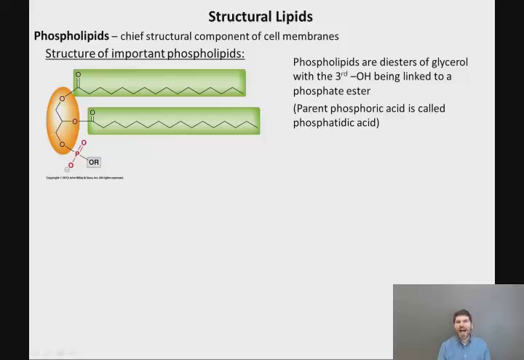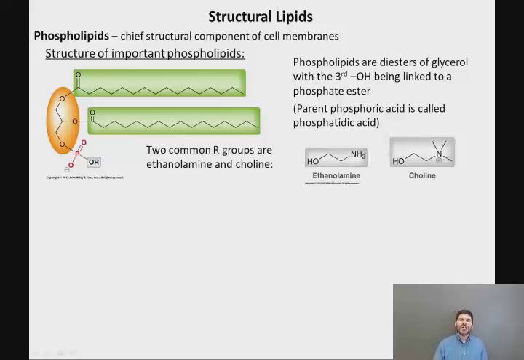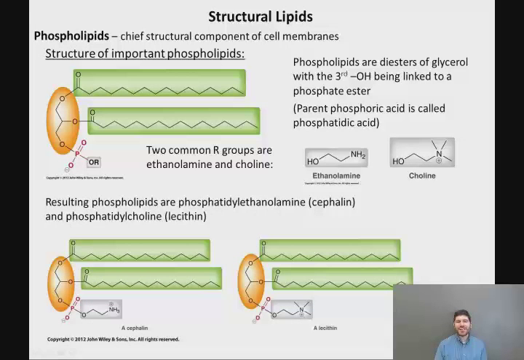So if R is hydrogen, the parent phosphoric acid is called phosphatidic acid, and that's going to help us understand the names of some of the molecules that we're going to meet in this lesson. So two common R groups that are present are ethanolamine and choline, both reasonably abundant small molecules in the body. And the resulting phospholipids that you get from using these R groups are phosphatidylethanolamine, which is also called cephalin, and phosphatidylcholine, which is also called lecithin.